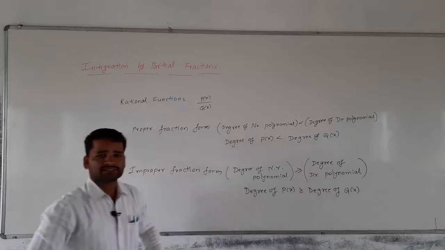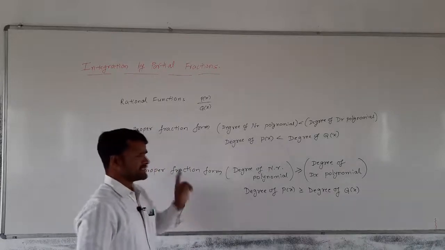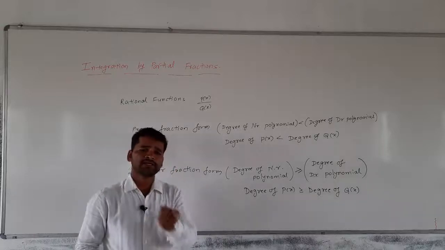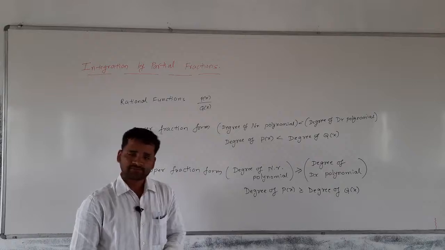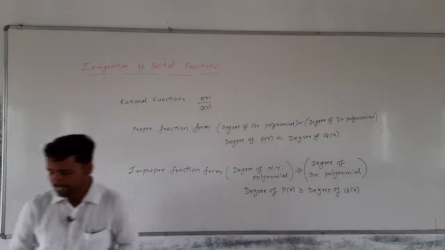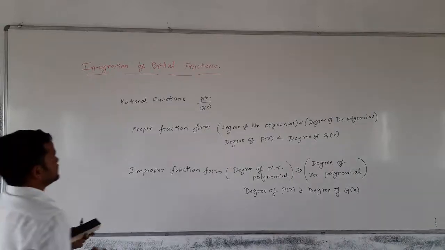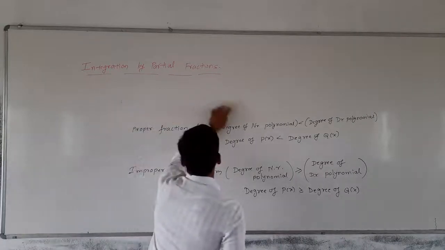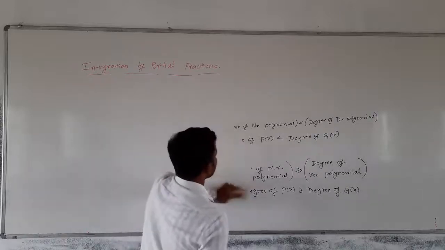Whenever a rational function is given, you need to identify whether it is in proper fraction form or improper fraction form. That is must and should. That is the first case. Now, after identifying whether the given rational function is in proper or improper fraction form, we will proceed to the next.